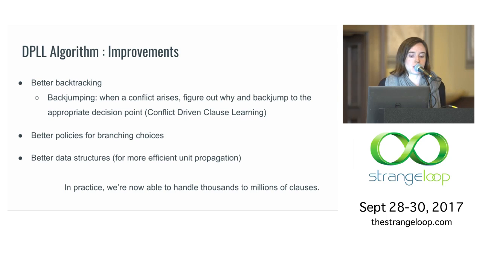Second, we can make better heuristics for which branches we choose to explore. People have looked into when we want to choose which literals to assign true or false, and how we branch there. And then when you're starting to reason about large numbers of clauses, it becomes important what types of data structures you use to store your clauses and reason about the unit propagation step. So in practice, we're actually able to handle thousands to millions of clauses this way.